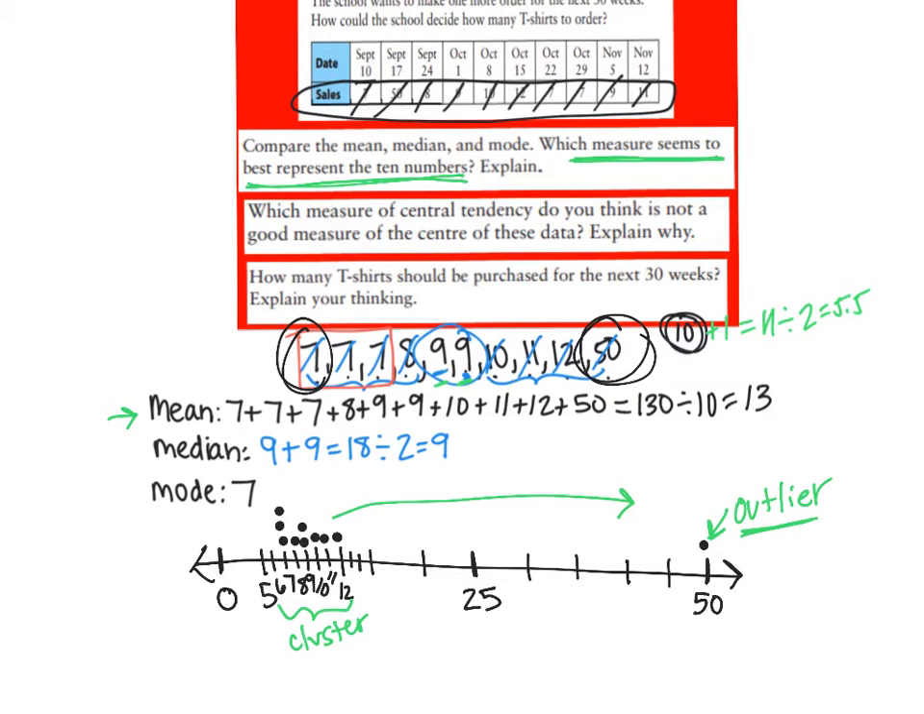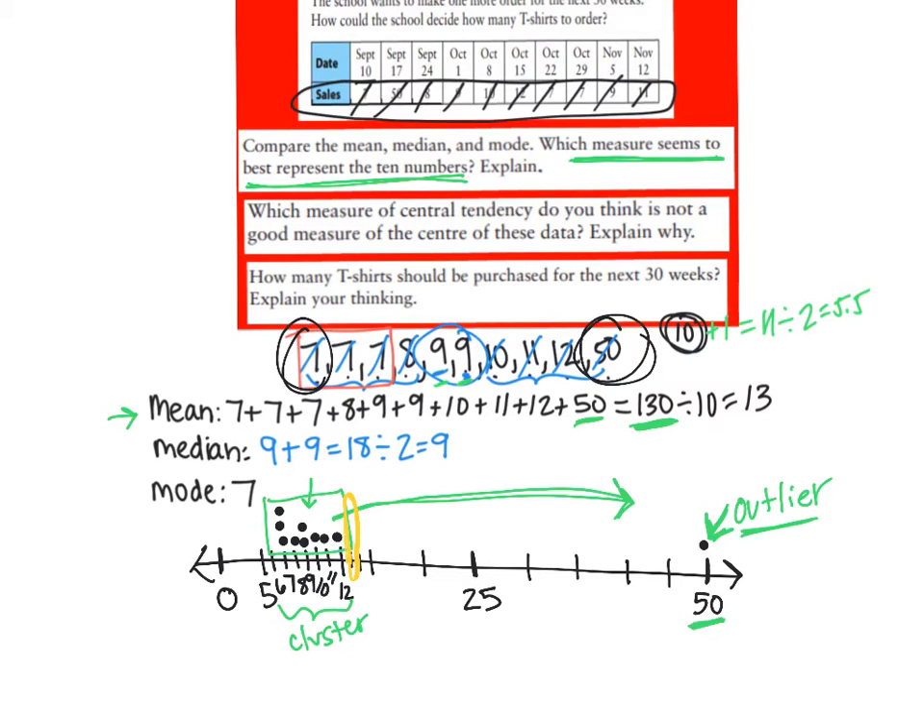So if we ignored my outlier and say it wasn't here for a minute, so this 50 out here, say it wasn't here, and we looked at just these numbers right here, my mean should be somewhere in the middle of them because they're all pretty spread out pretty equally. But because there is an outlier, this 50 here makes my sum of 130 much larger. So my mean ends up being right here.